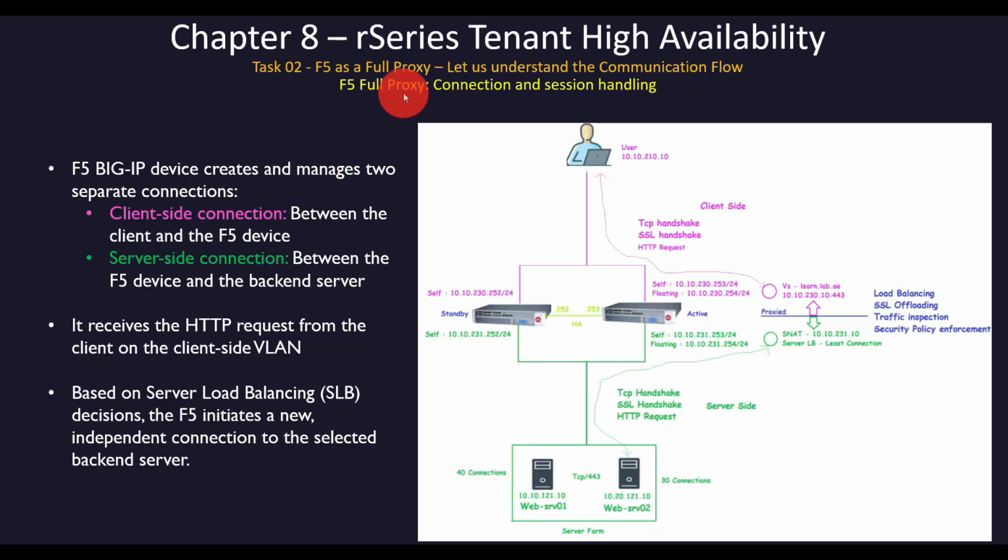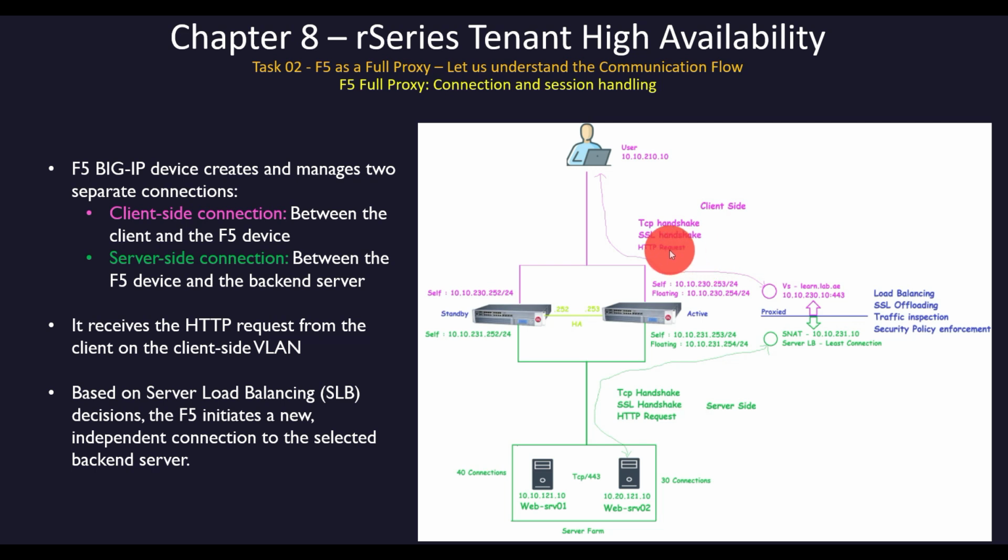Let us discuss how connection and session handling works in full proxy. In a full proxy architecture, the FI BIG-IP device creates and manages two separate connections. One is the client-side connection, another one is the server-side connection. The client-side connection is between the client and the FI device. The server-side connection is between the FI device and the backend server. Let us see how it works. The FI virtual server 10.10.230.10 receives the HTTP request from the client through the client-side VLAN.